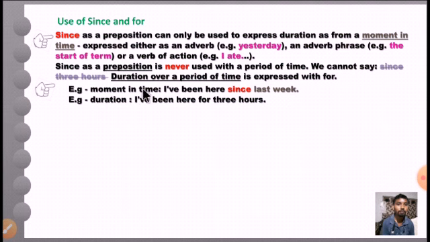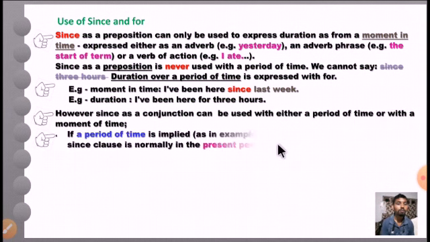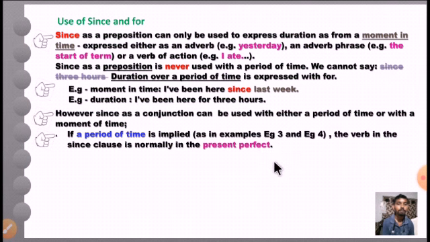Next one is duration, moment in time and moment or duration of time. So here you see for 3 hours. Since last week we don't know the particular time, but here after for we have written 3 hours. 3 hours is a duration of time, particular time. Next, however, since as a conjunction can be used with either a period of time or with a moment of time. Since can be used with either a period of time or a moment of time.